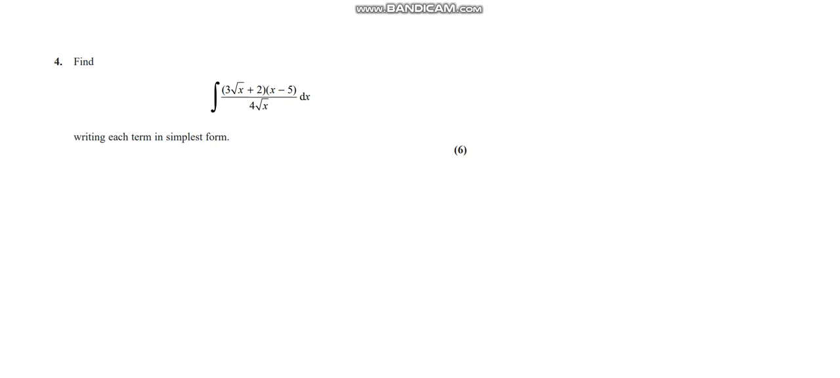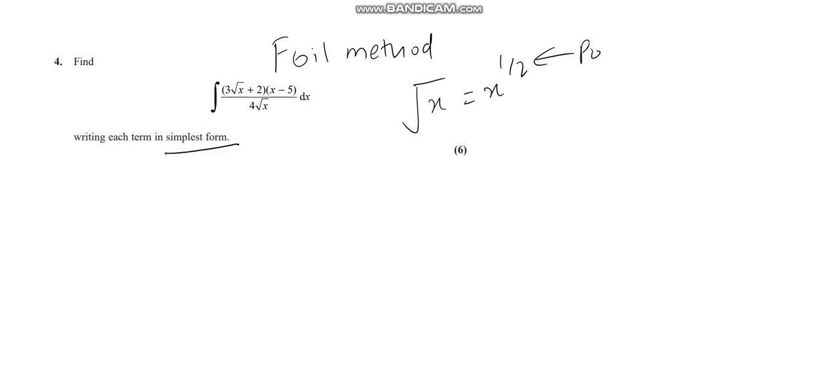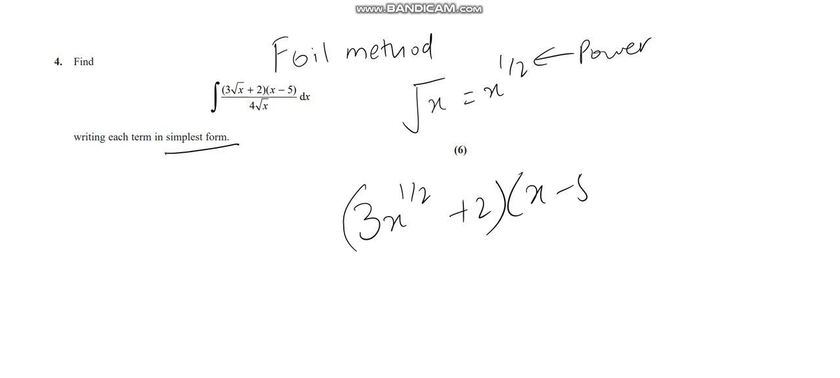When they ask you to write it in the simplest form, you have to bring the best out of it by removing the bracket first. So what we can do is use the FOIL method to remove these brackets first. So 3 root x into x. I told you earlier, guys, that root of x is x to the power half. So we will be dealing in powers. So that's 3x half plus 2 into x minus 5.